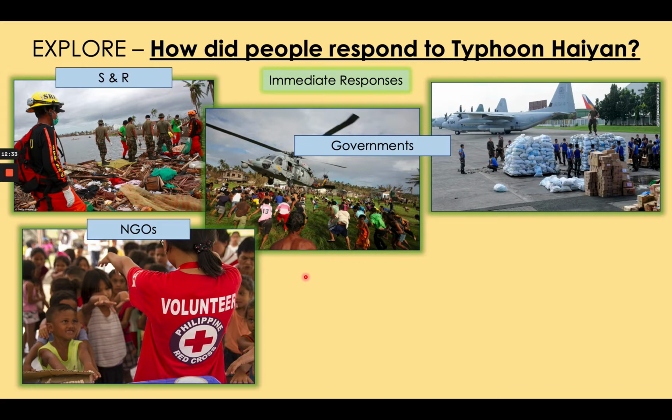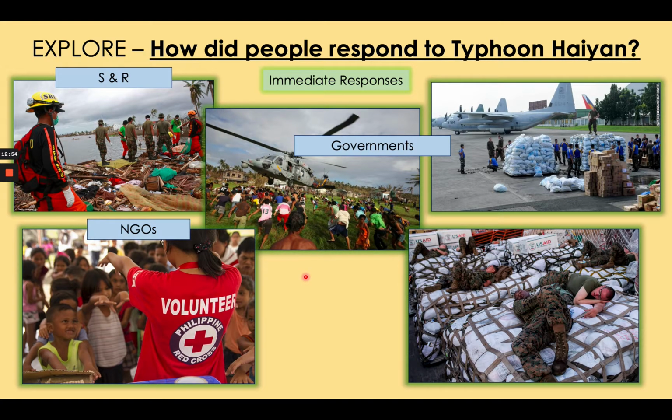Not only that, the shortage of doctors in the Philippines was filled in by the doctors provided by the Red Cross, which helped the local people deal with immediate injuries and illnesses caused by, for example, a lack of food and being injured by flying debris, for example, in the streets.